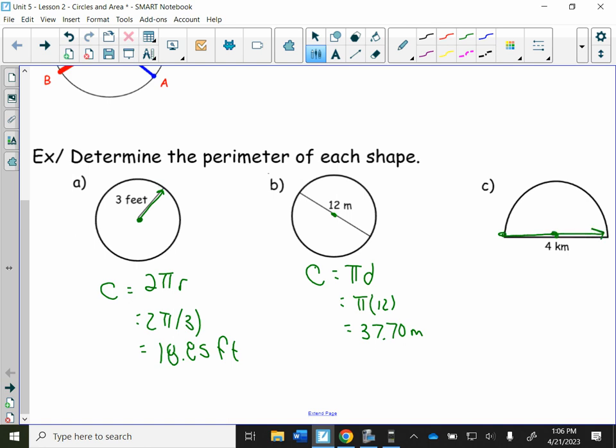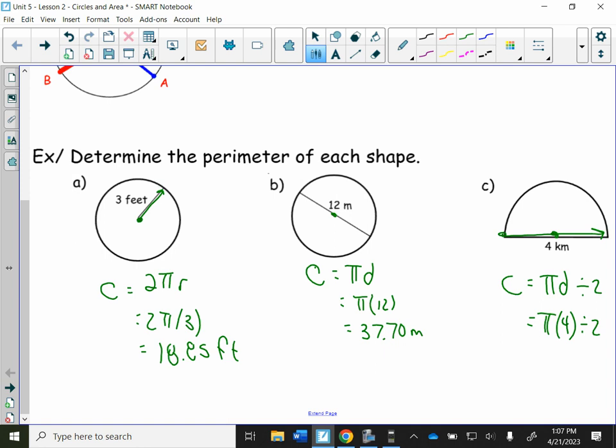The last one, okay, it's half of a circle, but the distance shown goes all the way across it through the center. So this is still a pi d question. It's just we only want half of it. So pi times diameter divided by 2. Okay, into our calculator as we go.